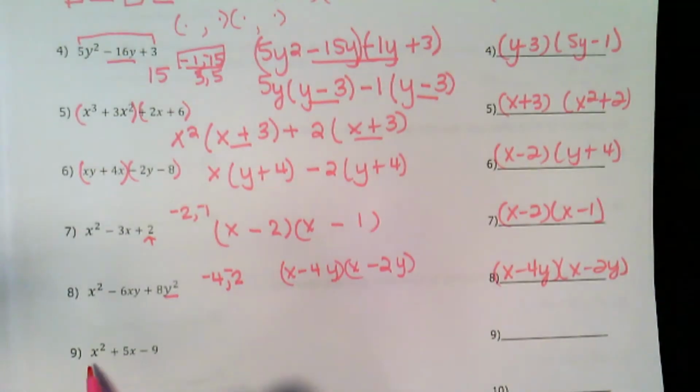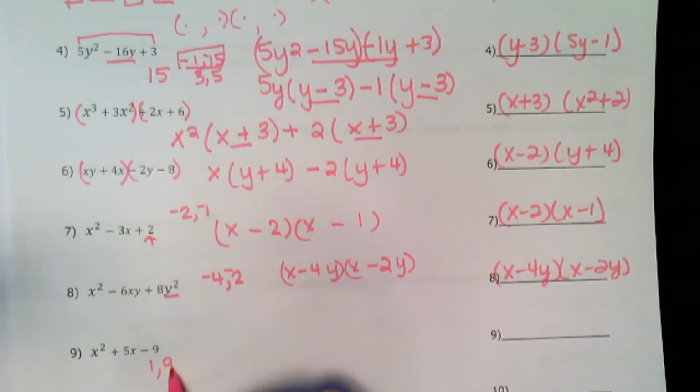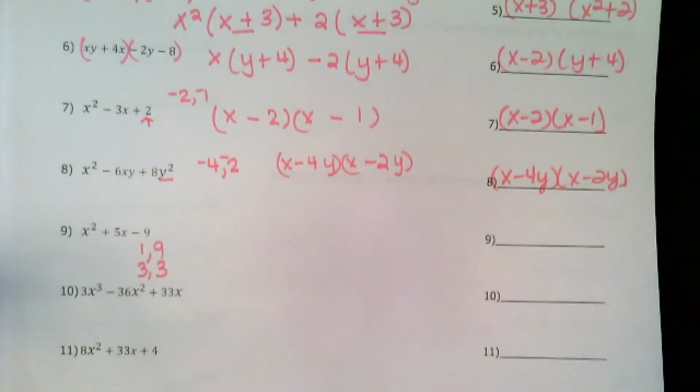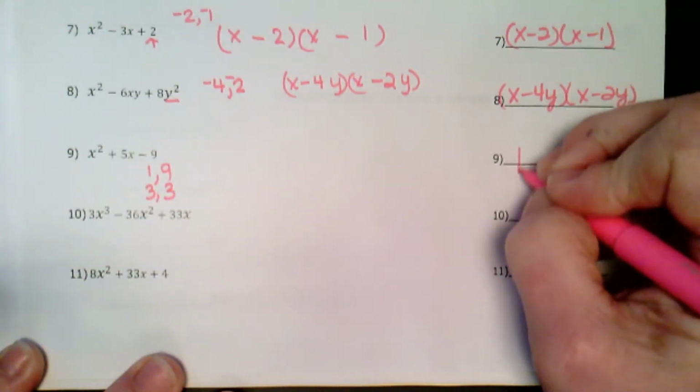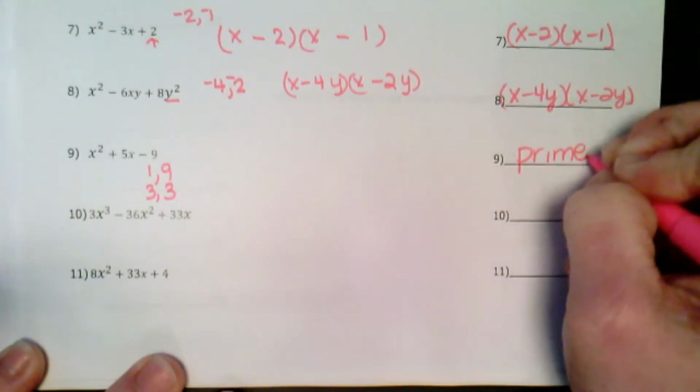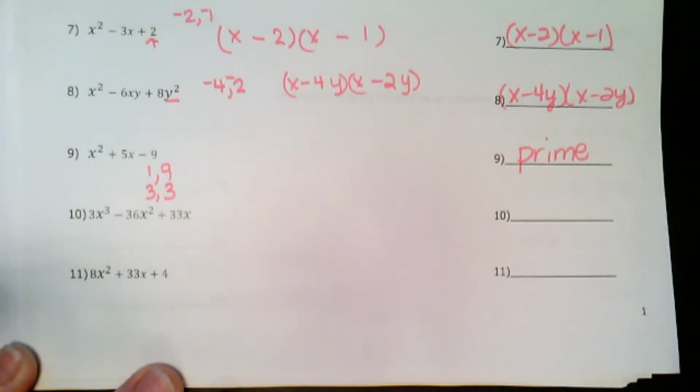All right, number 9. Nothing can come out of all, so now we're trying to find something that multiplies together to give you negative 9, adds together to give you 5. Well, these are the only factors of 9. So no matter what I do, I will never add these together and get 5. So this is actually a prime. It cannot be factored. It is already in its factored simplified form.